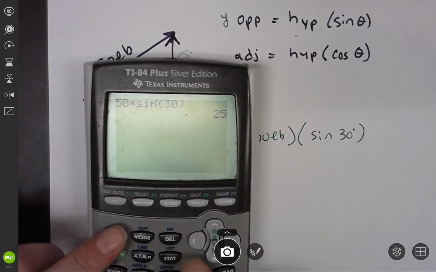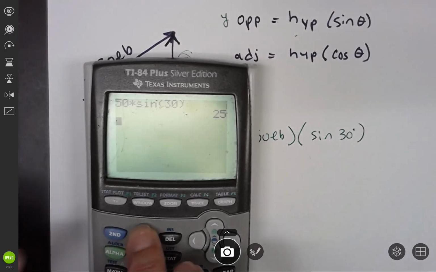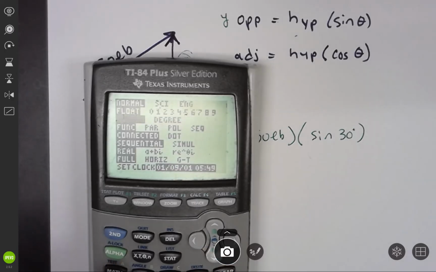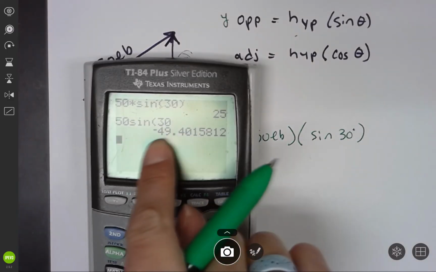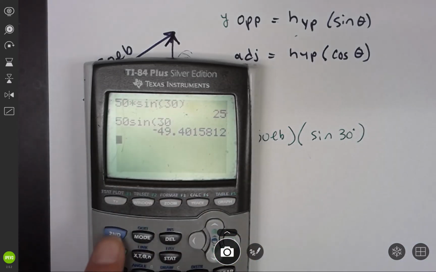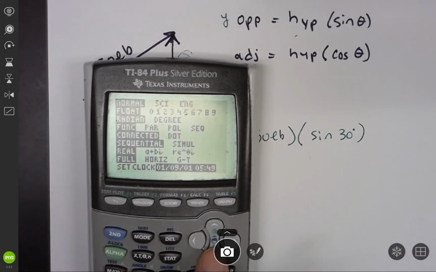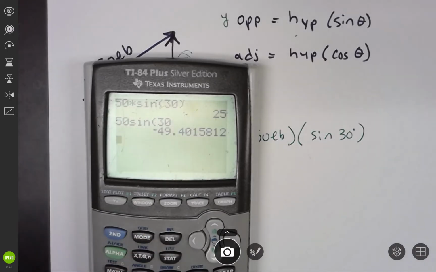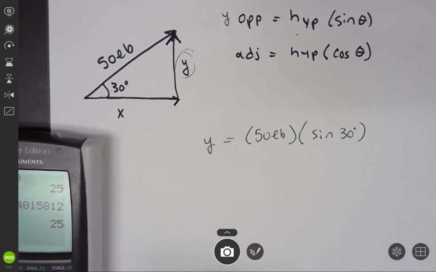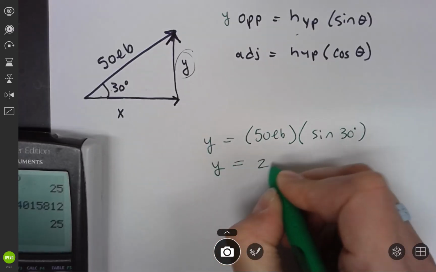If you get something goofy, and let me put my calculator into radian mode for a second. If you get this goofy number, then your calculator is in the wrong mode. So your calculator needs to be in degree mode. So make sure that if there's a selection somewhere on there that says mode, please make sure that you are in degrees and not in radians. You can always Google help for your particular calculator to figure that out. So when I do 50 times the sine of 30, I should get 25. And that means that my y, my upward force, is 25 pounds.